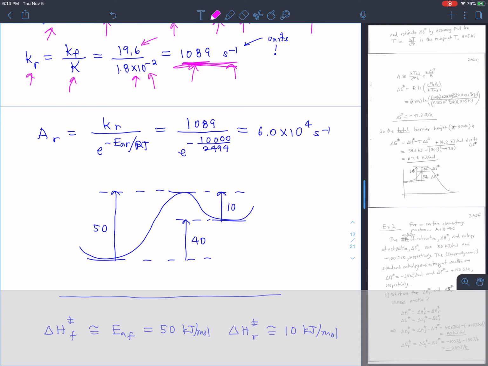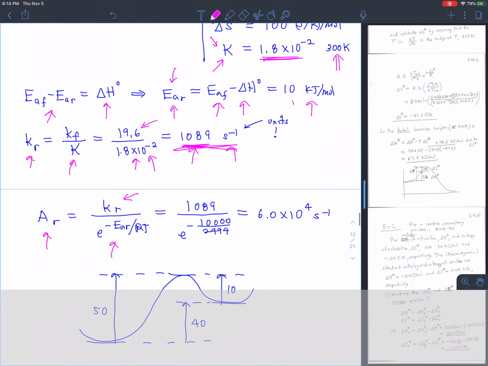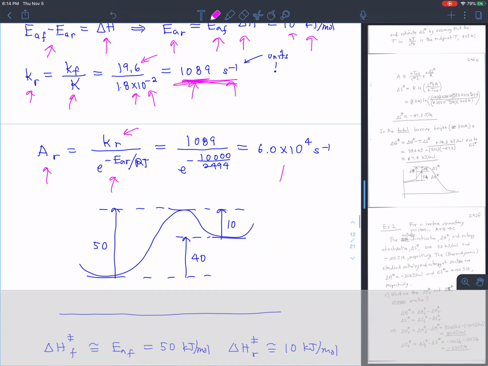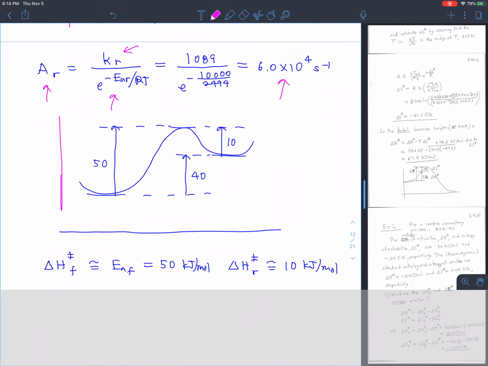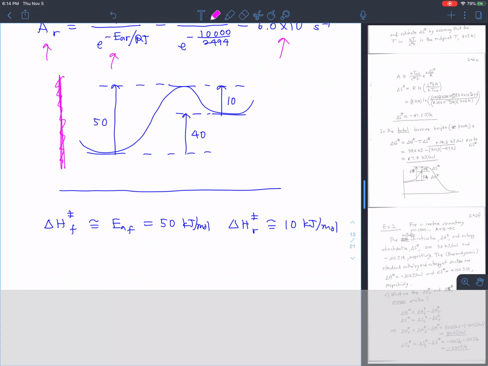All right, now that I have the reverse rate constant, I can use the Arrhenius relationship to get the reverse pre-exponential factor. I just need to divide by e to the minus EA over R, which we got up above, right? That's the 10 kilojoules per mole. And that gives a reverse pre-exponential factor of 6.0 times 10 to the fourth. Once you've got all those numbers, you can construct this whole reaction energy diagram. And people do this routinely, even at the highest levels of research in the current day, oftentimes using not experimental data, but simulated data, for example.